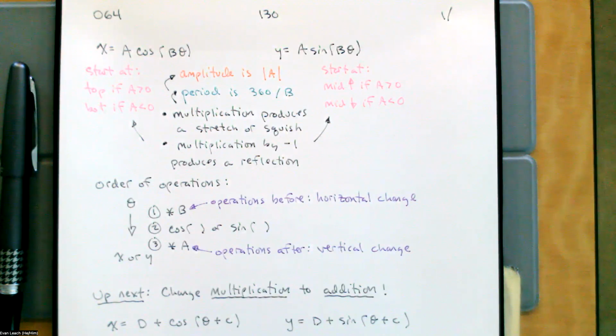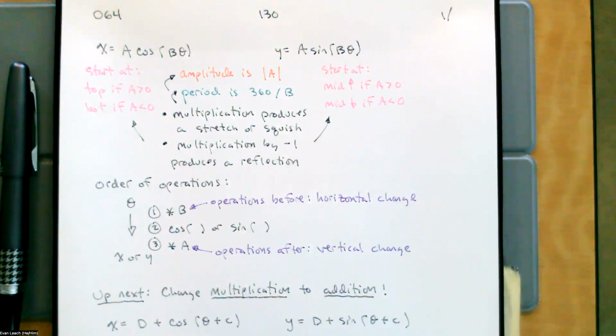Then we apply the trig function, and then we have this other multiplication, this time on the outside after the trig function, multiplying by a. Multiplying by a also produced a stretch or a squish because it's multiplication, but this time, since it happened after the trig function, it was vertical. Also, when we multiplied by something bigger than 1, that stretched things out, and when we multiplied by something less than 1, that squished it down.